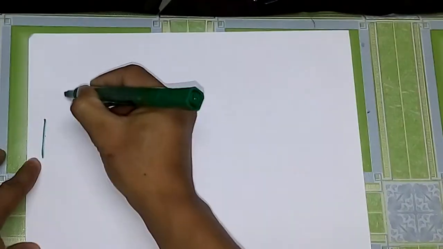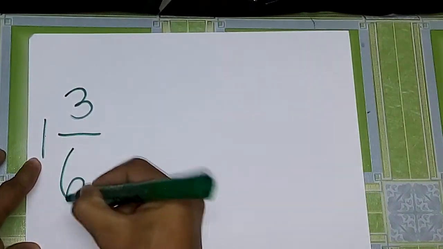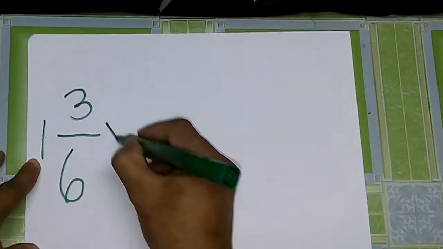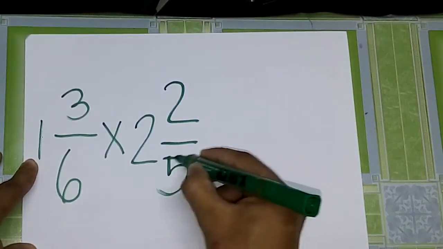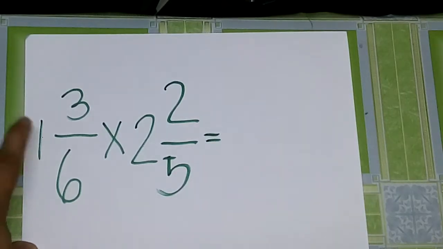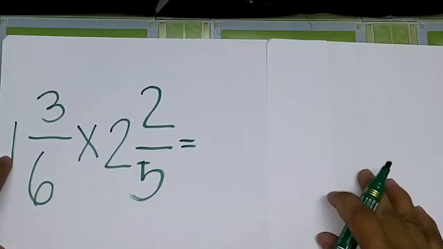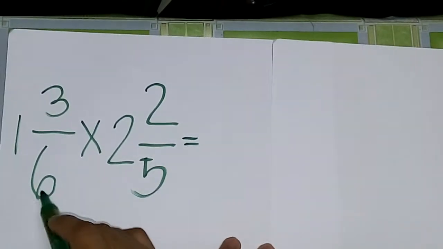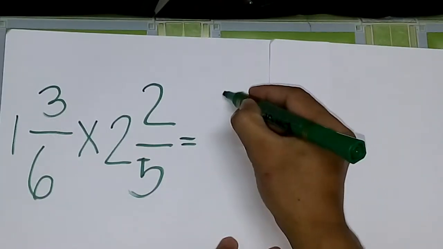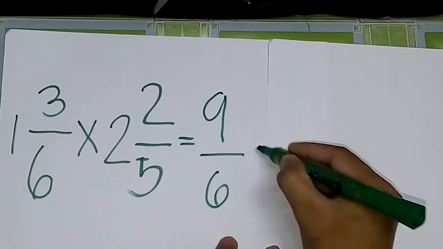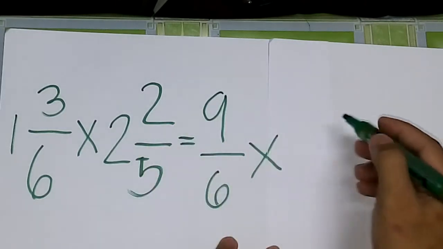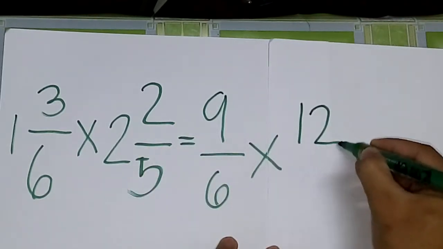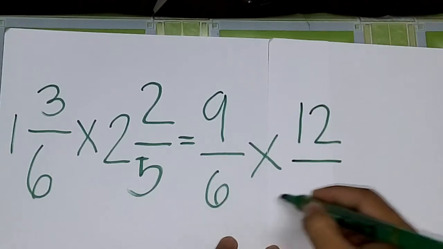Let's take another example. Let's have 1 and 3/6 times 2 and 2 fifths. Okay, so we change 1 and 3/6 to improper fractions. 6 times 1, 6 plus 3 is 9 over 6 times, change this also to an improper fraction, 2 times 5, 10 plus 2, that's 12 over 5.